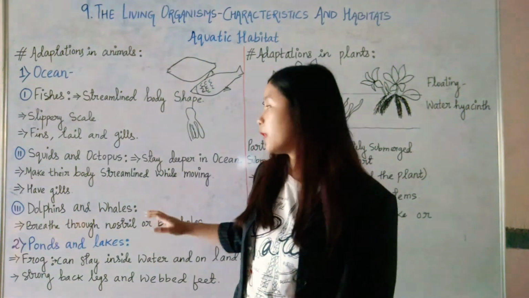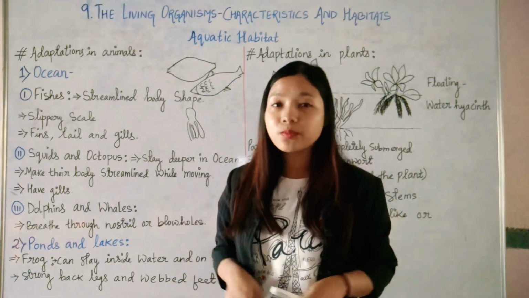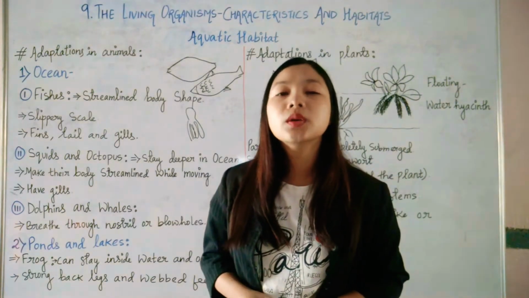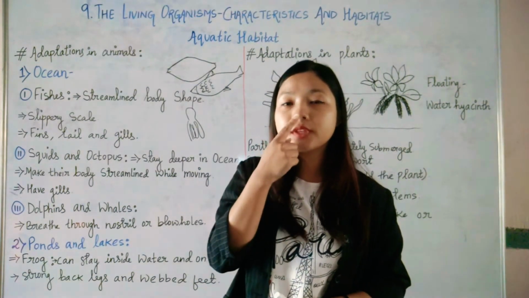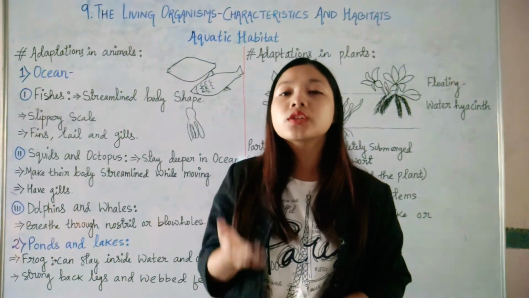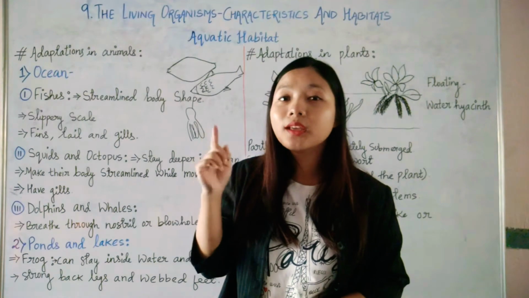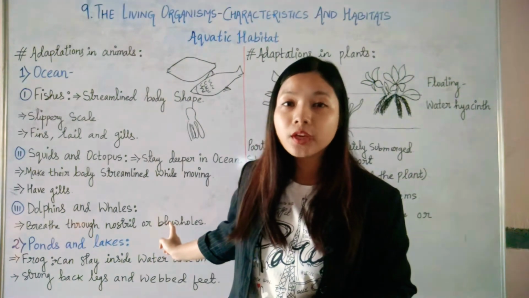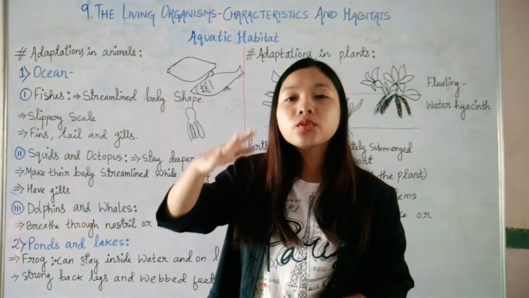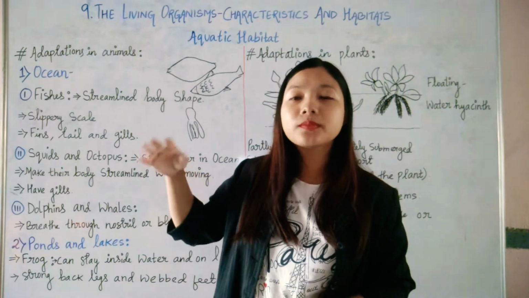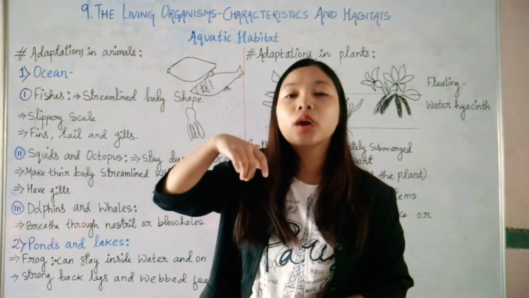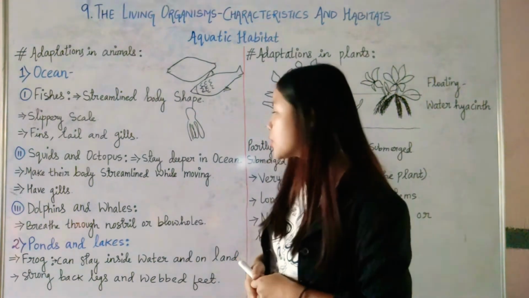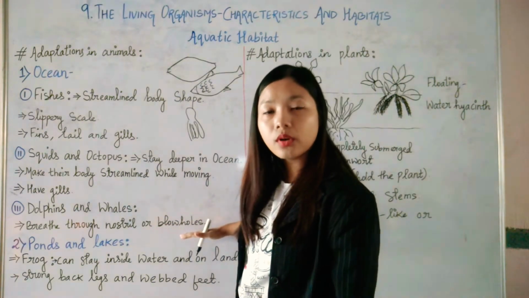Dolphins and whales also have a streamlined body shape, but they breathe through nostrils, also called blowholes. Just like us, we have these holes in our nose called nostrils, through which we inhale oxygen present in the air. If you observe these dolphins and whales carefully, you will notice that at particular intervals of time, they come to the surface of the water. Why do they do so? So that they can inhale the oxygen through their nostrils or blowholes.